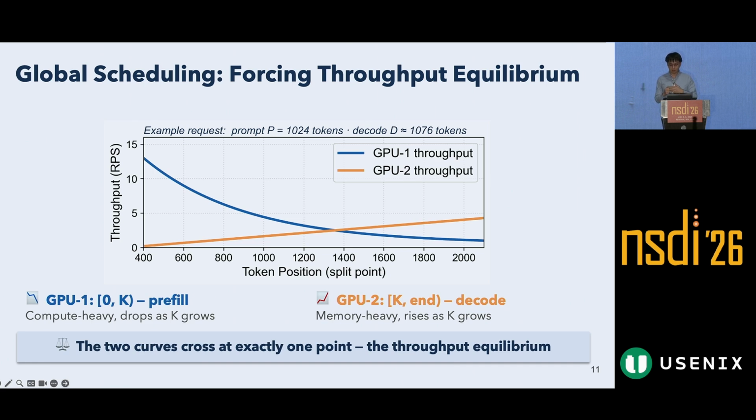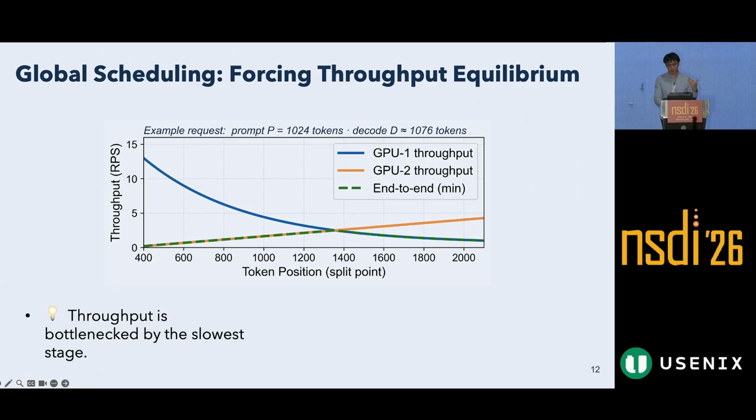Where the two curves cross is the only point where both GPUs are fully utilized. The end-to-end throughput is the minimum of the two, as shown in the green dashed line. Whichever GPU is slower is the bottleneck of the system, so the per-request optimum is unique. It sits exactly at the crossover, where the two stages produce at the same rate. Anywhere else, one GPU finishes early and idles.